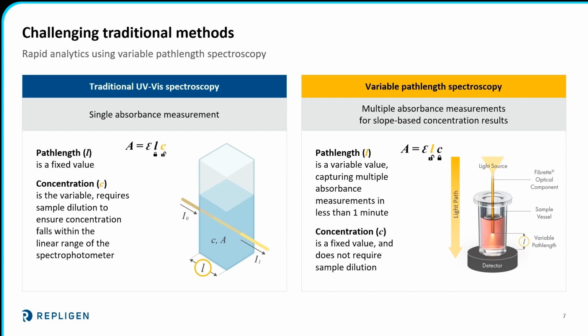The second thing we do differently is we're not interested in taking single absorbance measurements. What we are interested in is collecting multiple data points to plot slope regressions. I'll discuss the technique in the subsequent slides, but all of our measurements will be utilizing a slope regression to calculate concentration or OD values moving forward.